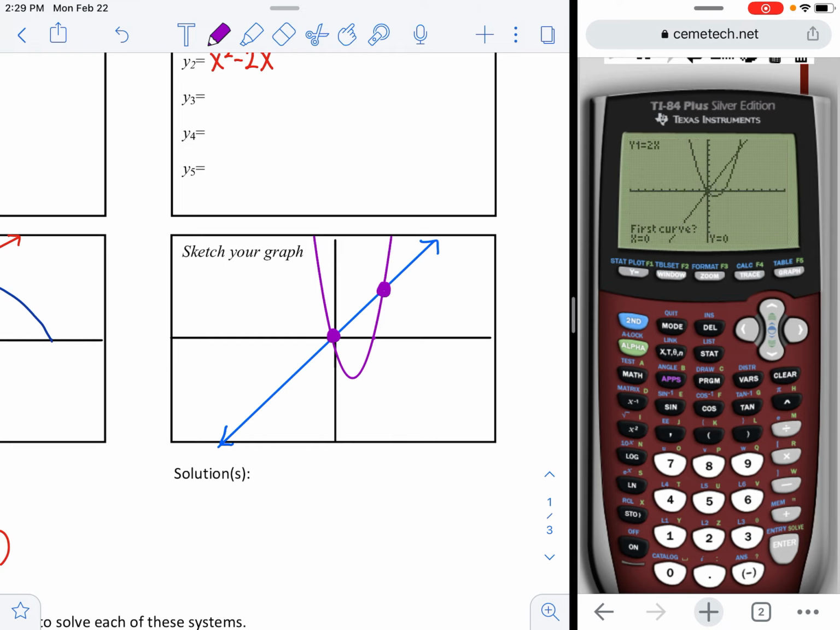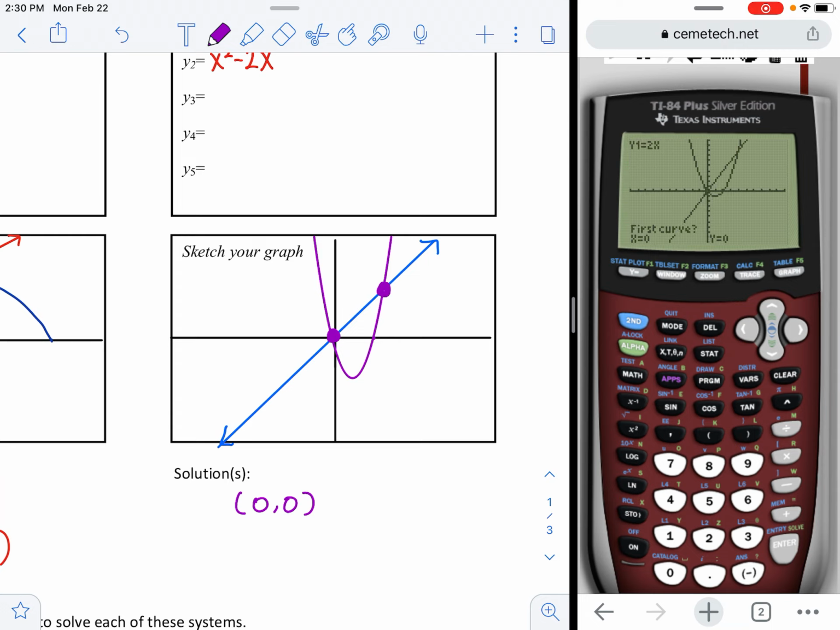Okay, let's find those. So once again, you hit second trace, which is going to give you calculations. Option number 5 is intersection. Whatever one it's closest to right now, so it's closest to this one on my calculator, it'll find that first. So I'm going to do enter, enter, enter. And it tells me the intersection is 0, 0.